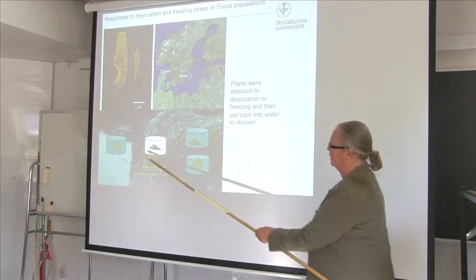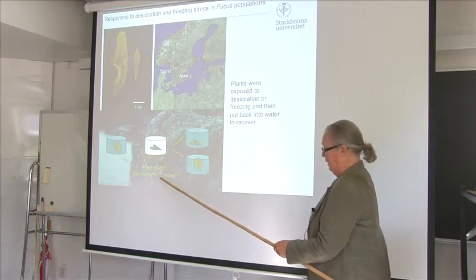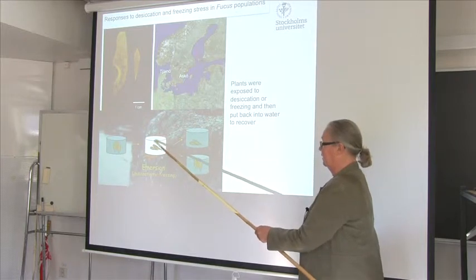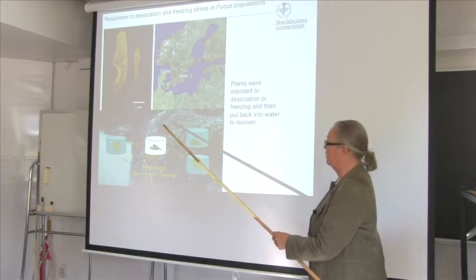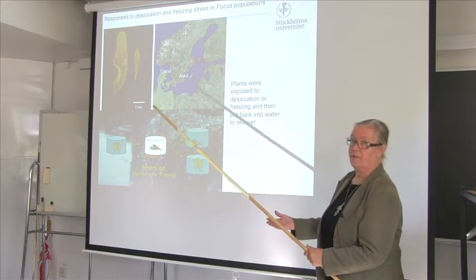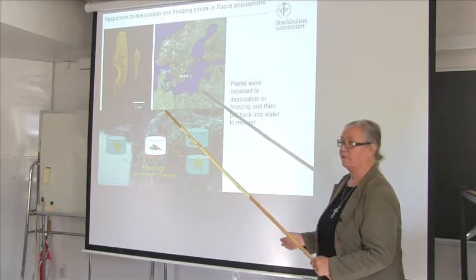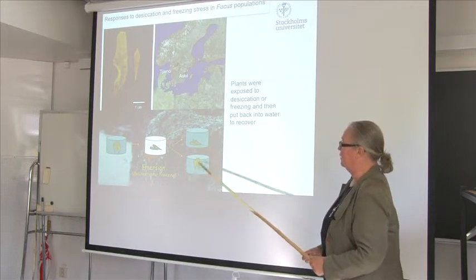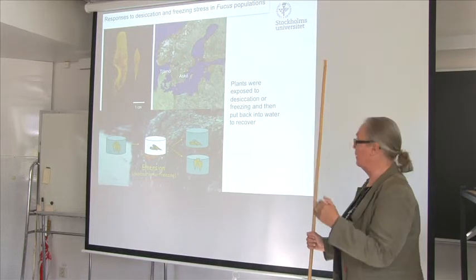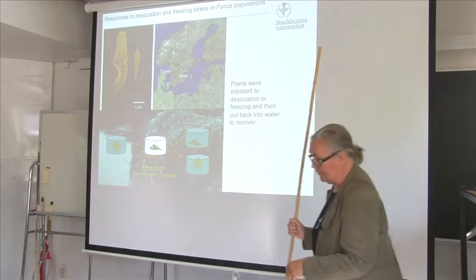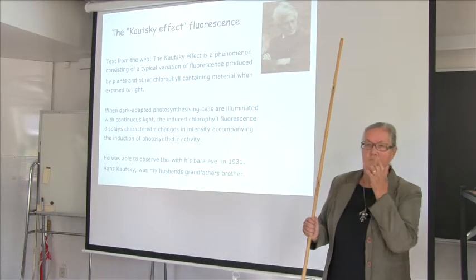We had them in a beaker, then we put them out, and part of them we either did a desiccation experiment where we dried them for 1 hour, 2 hours, 3 hours, or we put them into a freezer at minus 15 centigrade for 1 hour and 2 hours and so on. And then we put them back into water again to see if they could cope with this kind of intertidal stress. To do these measurements, we used a fluorescence meter.